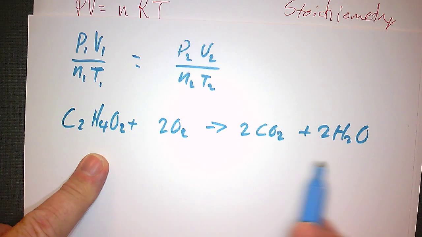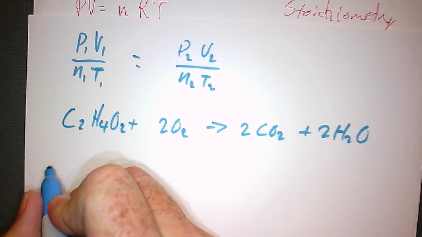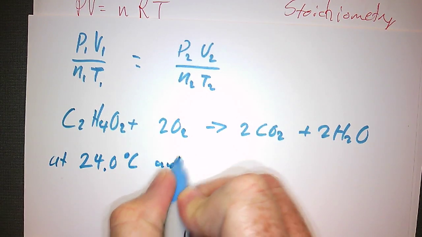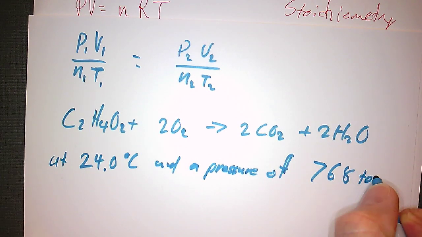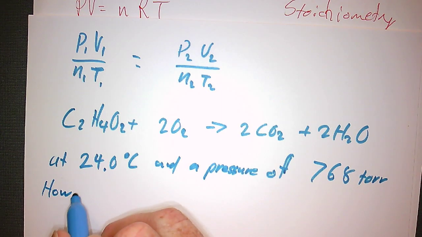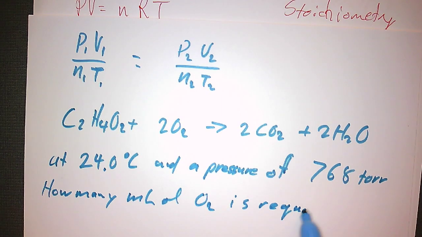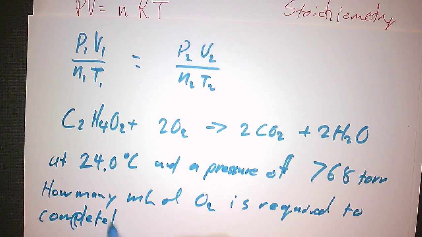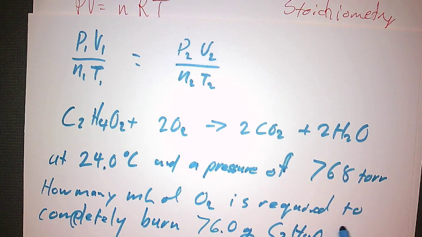All right. Okay, so if we had an equation like this, all right, they might say at 24.0 degrees Celsius and a pressure of 768 torr, how many milliliters of O2 is required to completely burn, I don't know, 76.0 grams C2H4O2. All right? I think I got everything there.